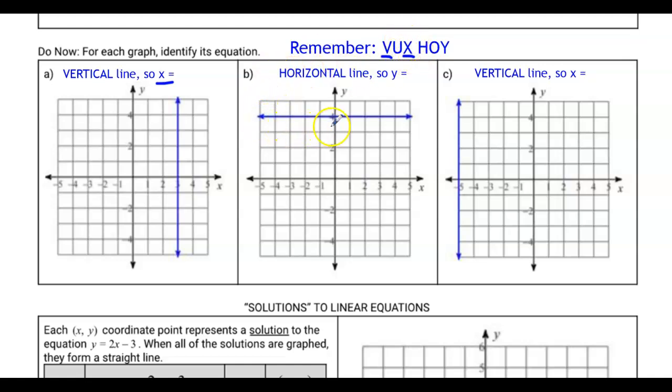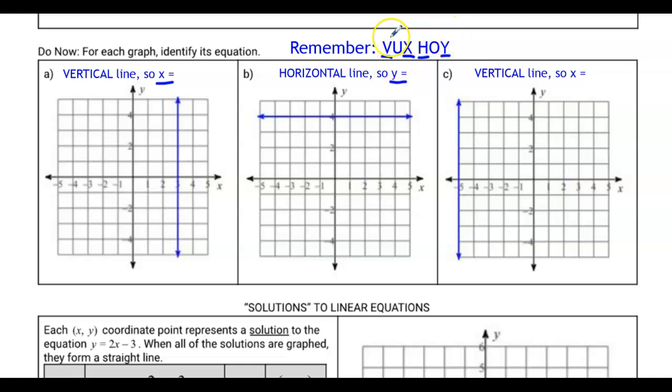This is a horizontal line. It's going straight across from left to right. So since it's horizontal, we're saying y equals. That's the HOI part of VUX-HOI. If it's a horizontal line, that means it is a y equals line. Same thing over here, vertical line, so x equals. VUX is V for vertical, X for x equals.